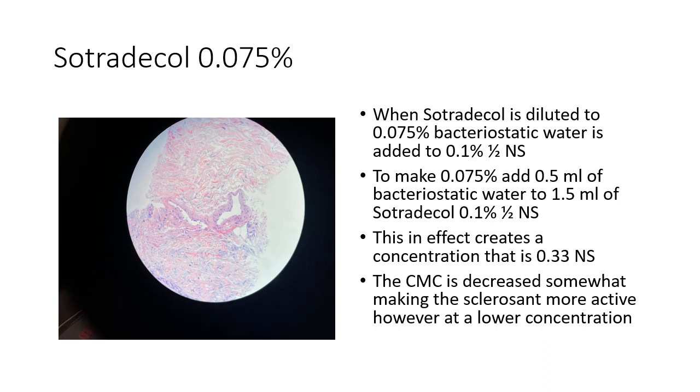Okay, so when Sotradecol is diluted to 0.075%, bacteriostatic water is added to 0.1% Sotradecol, half normal saline. So we add 0.5 milliliters of bacteriostatic water to 1.5 milliliters of Sotradecol 0.1% half normal saline, and now we have 0.075% Sotradecol, 1/3 normal saline. By adding water, the CMC is decreased somewhat, making the sclerosant more active, however, at a lower concentration.